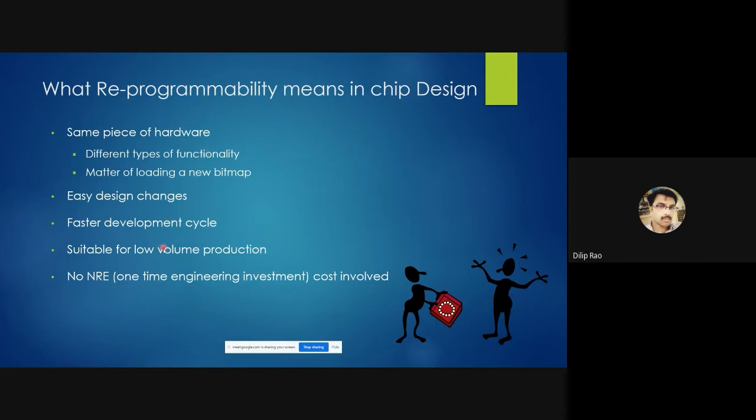So this NRE cost does not come into the picture if you are going with an FPGA or any other PLD for that matter. Why? Because this is already a prefabricated IC. All you are concerned with is downloading your logic or your digital design into it and proving the concept. You don't have to spend millions of dollars on research, design, or development. All you need to focus on is what you're trying to prove. So that's where your focus will be centered.